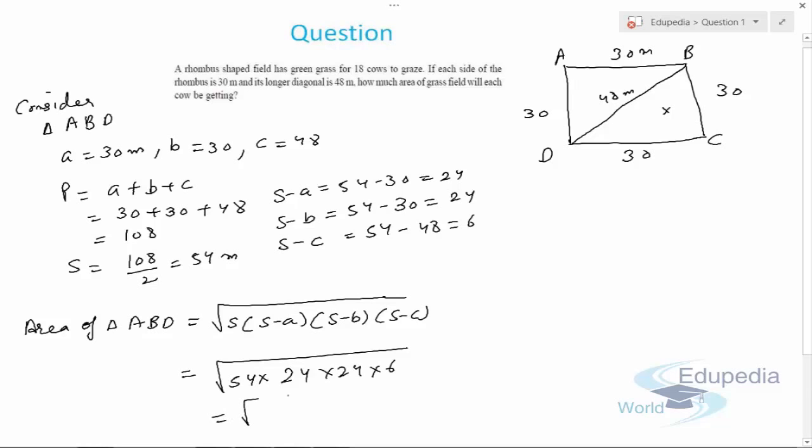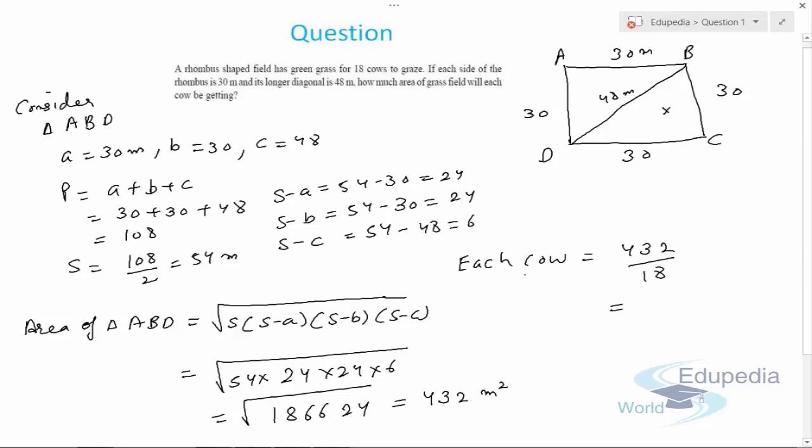So this will come out to be under root 54 times 24 times 6. So it comes out to be 186624. If you take the under root of this, it will come out to be 432 meters square. Now this whole area needs to be grazed by 18 cows. So each cow will get area about 432 divided by 18.